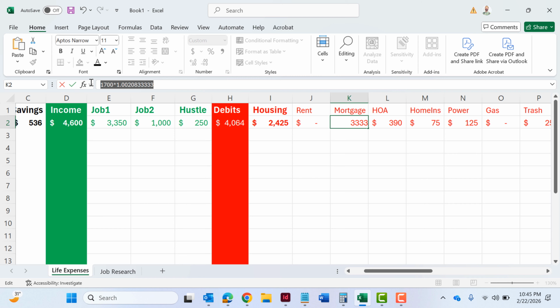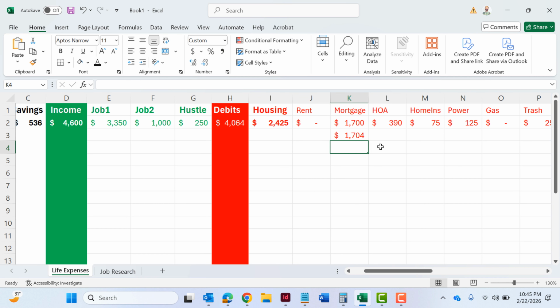Okay, here's that equation. The number, how much the mortgage is that month, times 1.00, and I did it wrong. You know what? Let me delete this, or actually copy and paste it. It's not this month we're calculating, it's the next month. We're saying the next month's mortgage is equal to last month, or K2, times 1.0020833333. That's going up an average of about $4 a month.